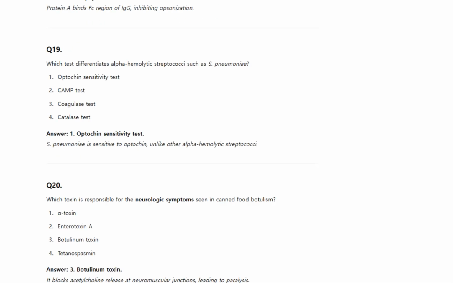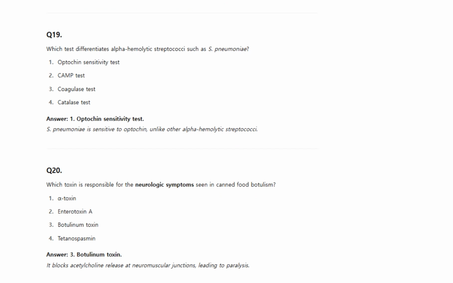Q19. Which test differentiates alpha hemolytic streptococci, such as S. pneumoniae? 1. Optochin sensitivity test. 2. CAMP test. 3. Coagulase test. 4. Catalase test. Answer 1. Optochin sensitivity test. S. pneumoniae is sensitive to optochin, unlike other alpha hemolytic streptococci.